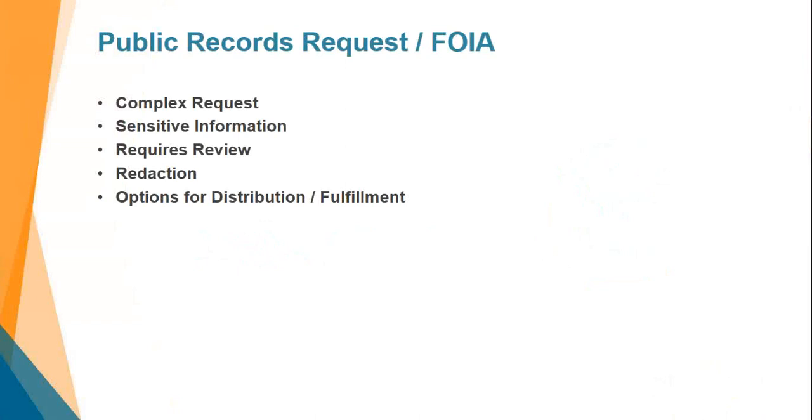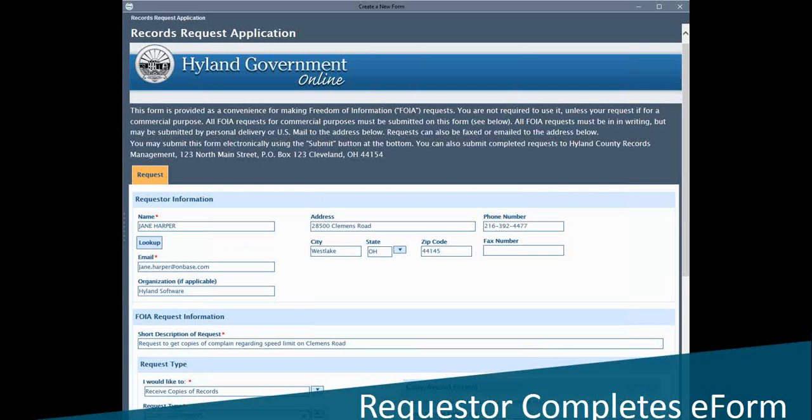We're having some type of review process. Redaction is a big thing within public records requests a lot of times, so Social Security numbers, addresses, names, things of that nature. And then how are we distributing this information? How are we fulfilling that request at the end of the process? So Highland, or OnBase, has created a solution. We've seen enough of this over the years that it warranted that.